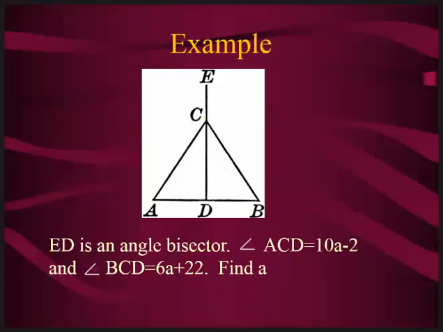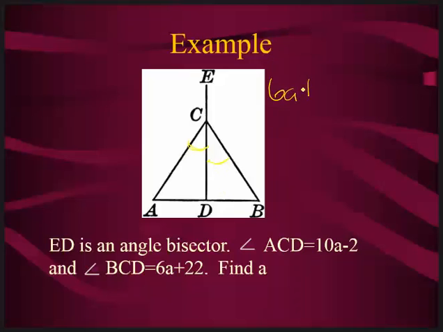If we know that ED is an angle bisector of an angle ACD right here, let's mark it, is 10A minus 2. BCD, let's mark it right here, is 6A plus 22. Find A. All right, well, they're both A's, so I can put them in the same equation. The question is, am I going to set them equal to each other, or are they going to add up to something else? Well, because these different angles are marked congruent, then that allows me to set them equal to each other. So here's our equation.